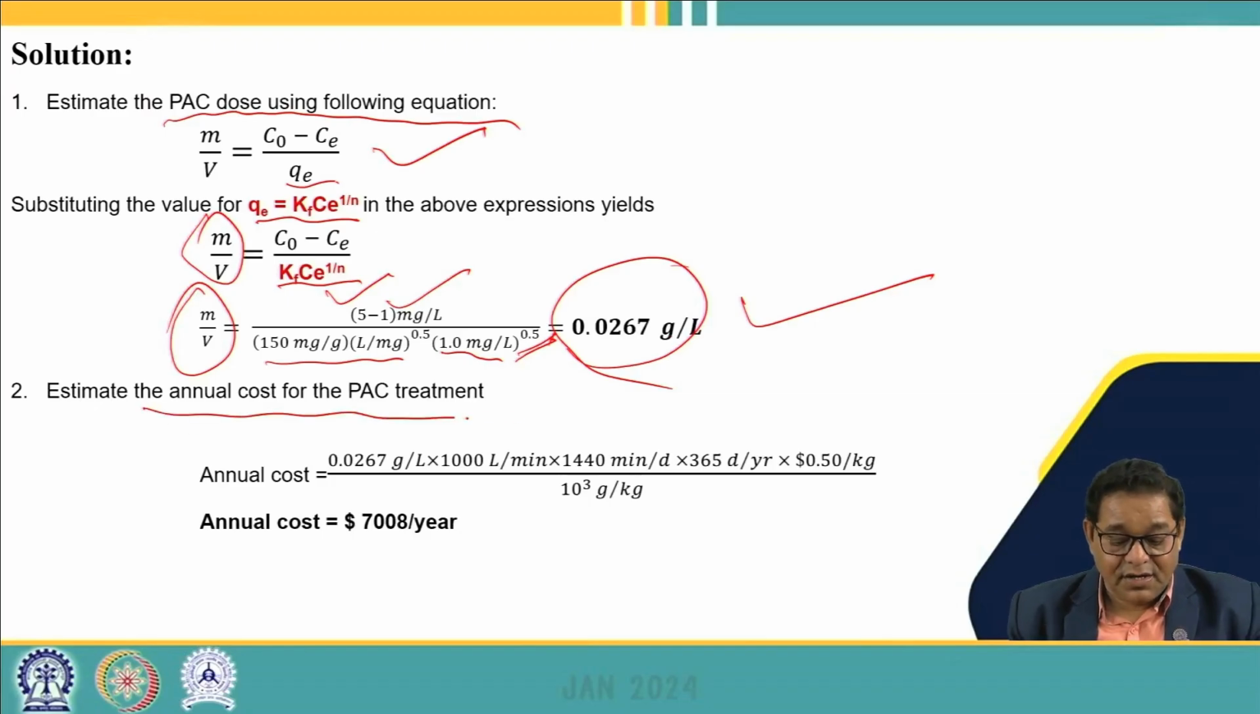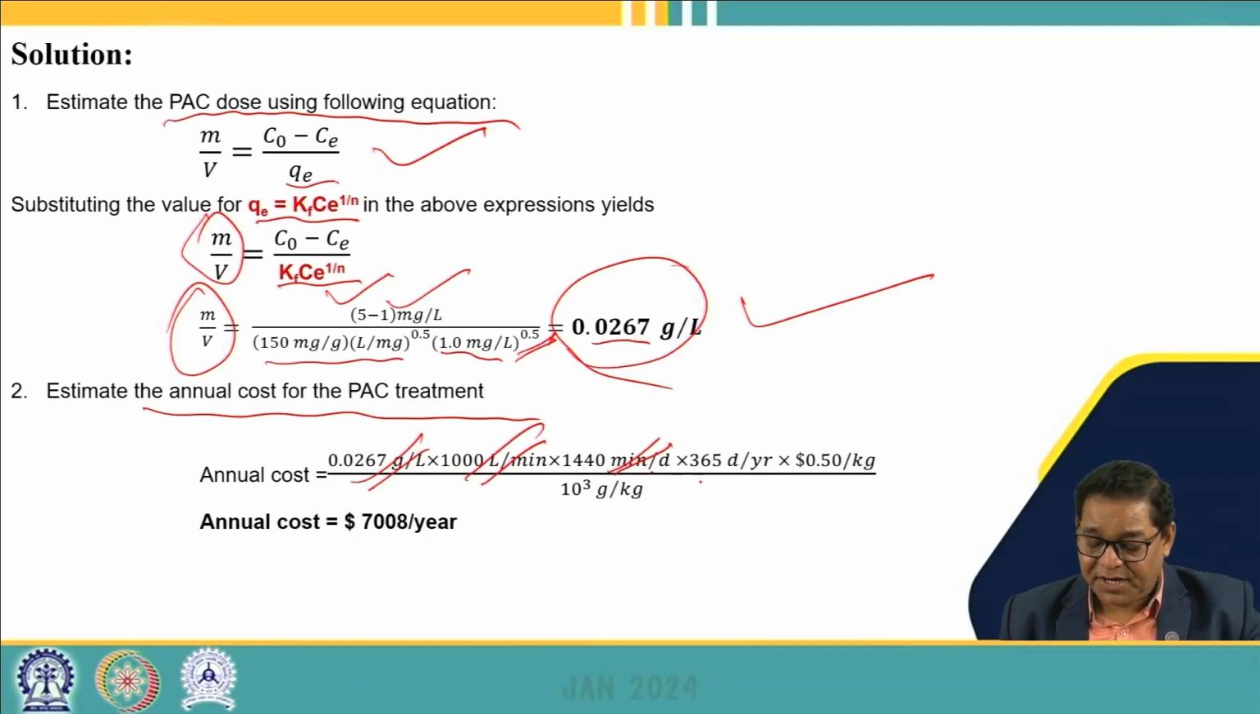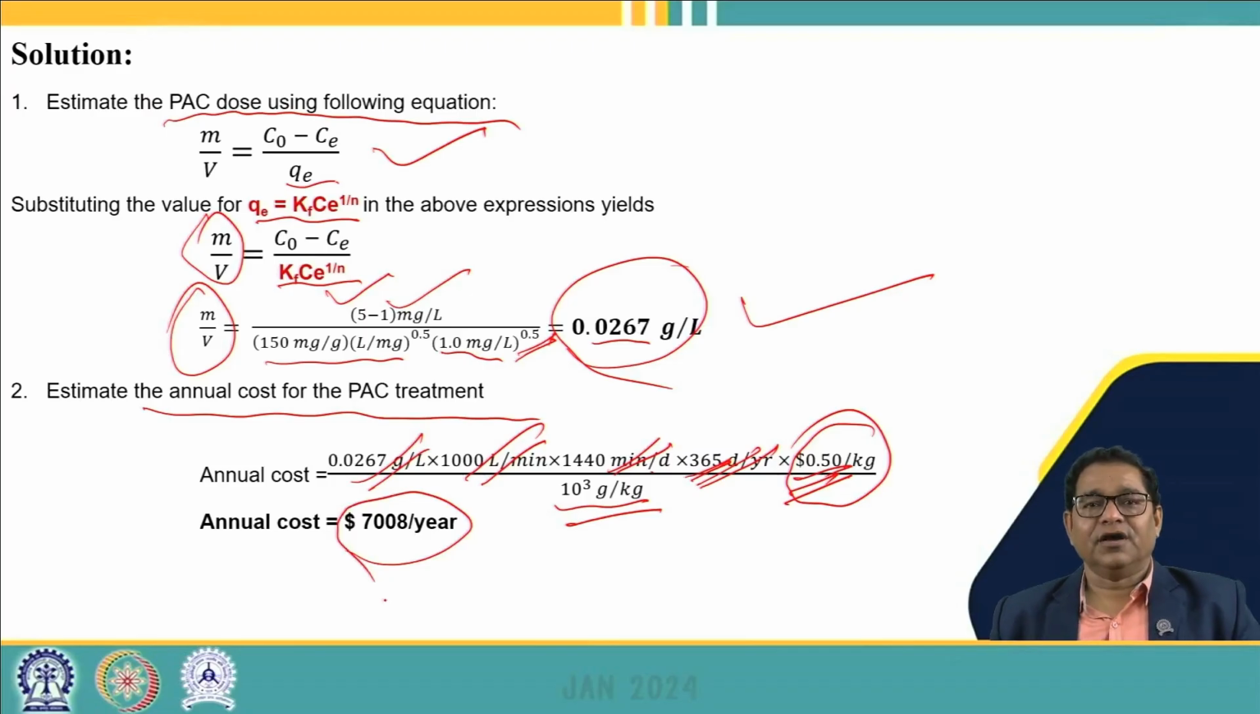And then the annual cost we can calculate for a given flow. So this is 0.0267 multiplied by the flow rate. The flow rate is to be converted to per day, so 1440 is multiplied. Then for a year, 365 is multiplied. And then this is the cost per kg of this adsorbent. Since this is in gram, we have to convert into kg so that the per kg cost can be multiplied. And then finally we get the total annual cost for this adsorption process, that is $7,008 per year.